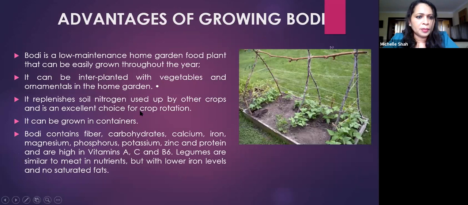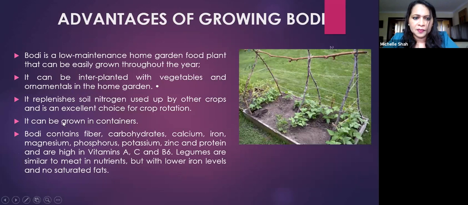Advantages of growing bodhi. Bodhi is a low maintenance home garden food plant that can be easily grown throughout the year. It can be interplanted with vegetables and ornamentals in the home garden. It replenishes the soil nitrogen used up by other crops and is an excellent choice for crop rotation.